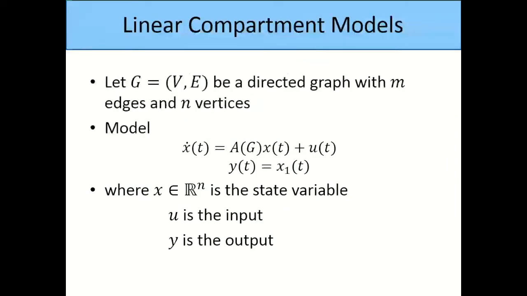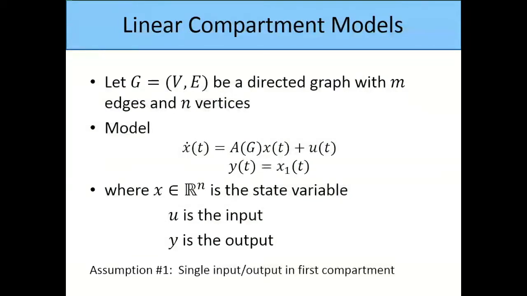Okay, so let me talk a little bit more in depth about what types of models I'm going to be discussing today. So these are called linear compartment models. So let me define them now. Let's say G is a directed graph with vertex set V and edge set E. And let's say we have M edges and N vertices. Then we're going to be looking at models of this form here, where X is our state variable, U is our input, Y is our output.